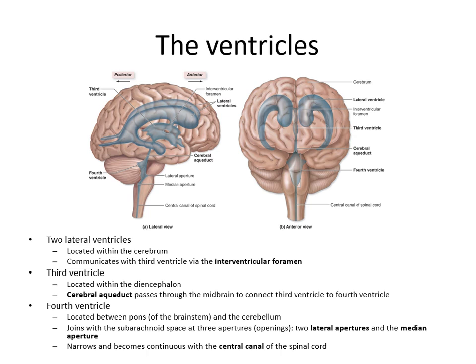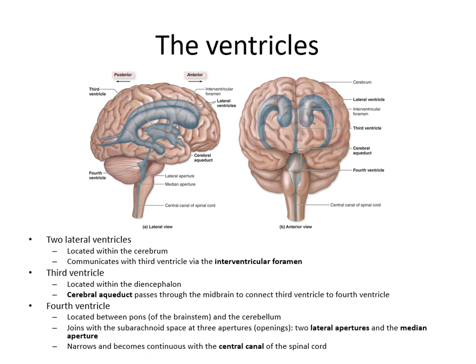The third ventricle right here continues down to the fourth ventricle. That continuation is called the cerebral aqueduct. So the third ventricle communicates with the fourth ventricle via the cerebral aqueduct. Now, the fourth ventricle lies here between the brainstem and the cerebellum, and there are a couple of holes from which cerebral spinal fluid can leave and go into the subarachnoid space. These holes are called apertures.